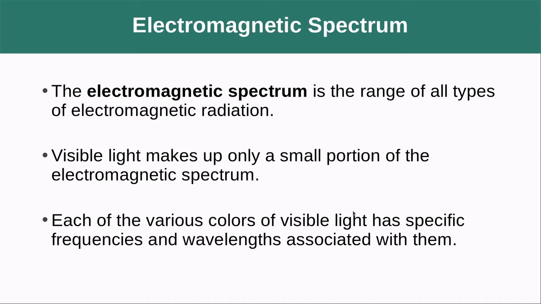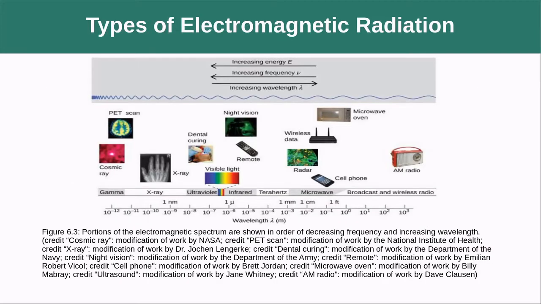The electromagnetic spectrum is the range of all types of electromagnetic radiation. Visible light makes up only a small portion of that electromagnetic spectrum, and each of the various colors of visible light has a specific frequency and wavelength associated with it. So let's see if we can kind of picture that. So over here on the far left side of our electromagnetic spectrum, we have the highest frequency, lowest wavelength, highest energy types of electromagnetic radiation.